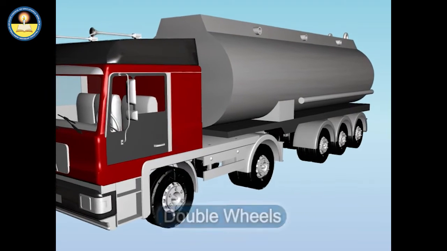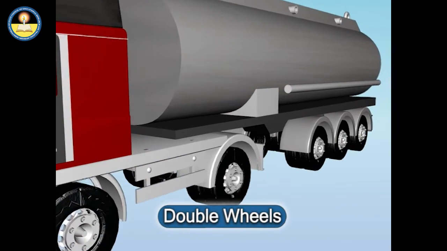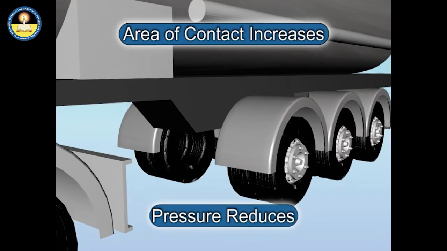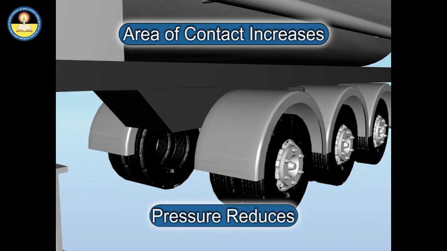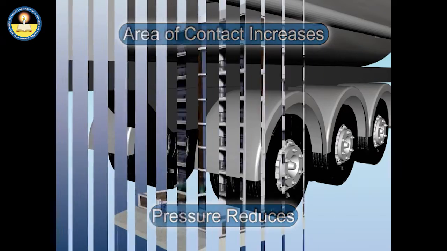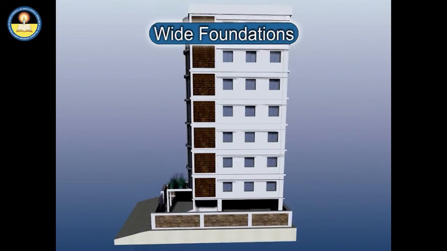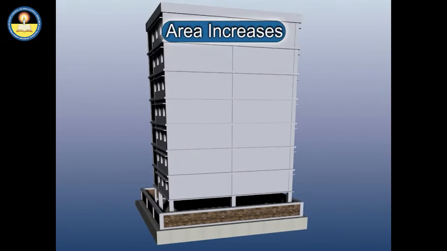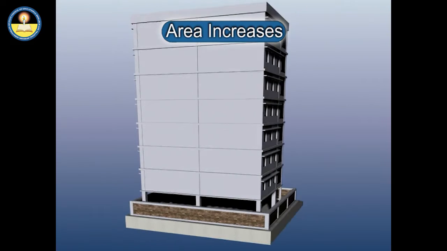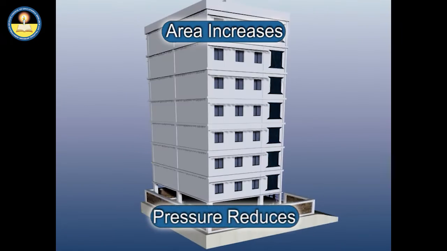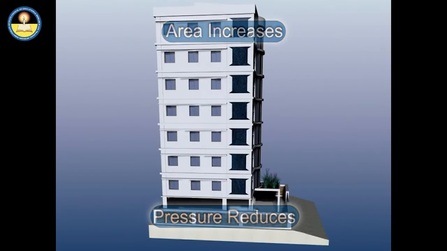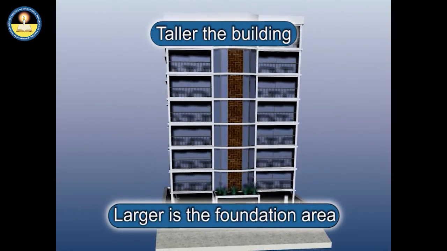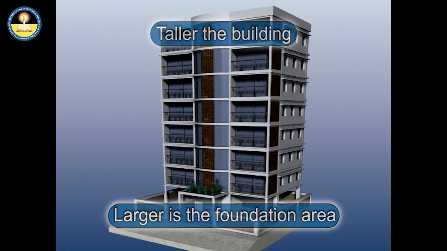Similarly, double wheels are provided in heavy vehicles to increase the area of contact and thereby reducing the pressure. Large buildings have wide foundations. This is again to increase the area and thereby reduce the pressure. Also, taller the building, larger is the foundation area.